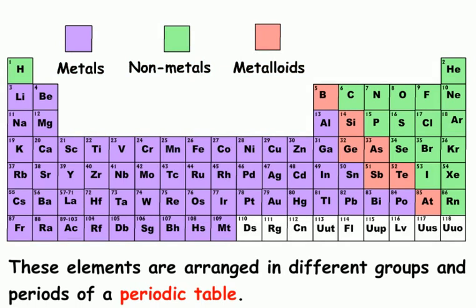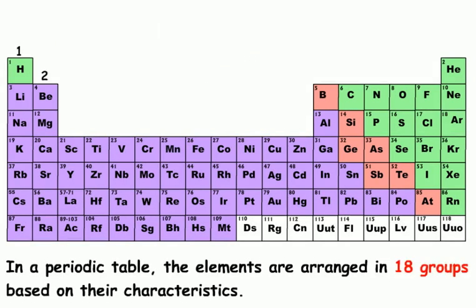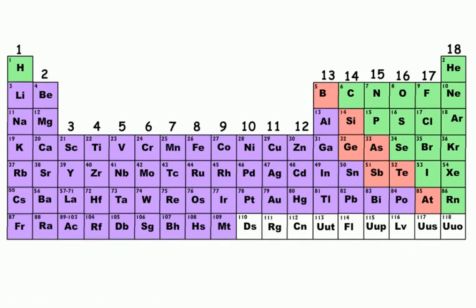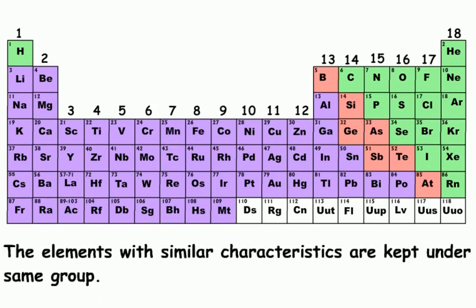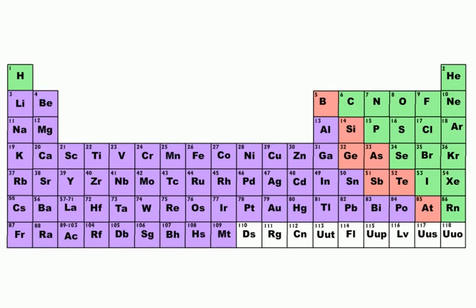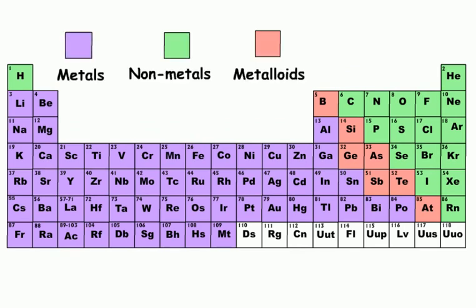In a periodic table, the elements are arranged in 18 groups based on their characteristics. The elements with similar characteristics are kept under the same group. Thus, we can identify metals, non-metals, and metalloids. Here you will learn about the arrangement of these elements in the periodic table.